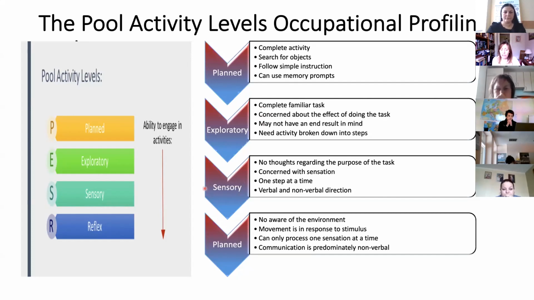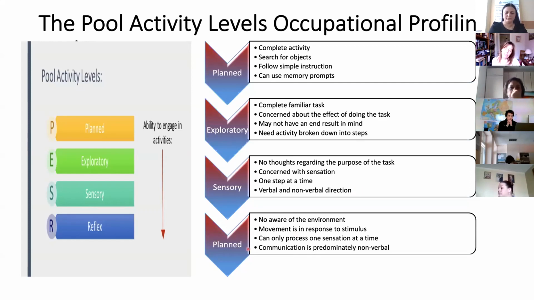Somebody at the sensory level, which is often the area that many of our children are actually operating at, may not understand the purpose of the task. They're more concerned with the sensation, how it's feeling. So consequently, you have to break your steps down one at a time. Also, they respond to verbal and non-verbal communication. So we have to have both when we're communicating.